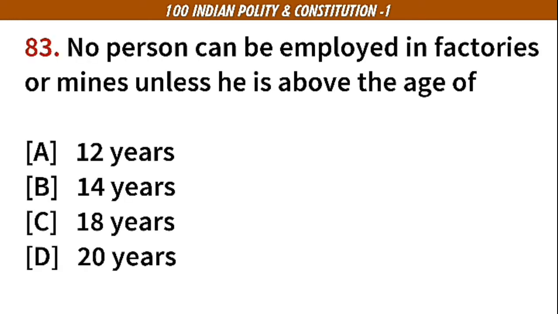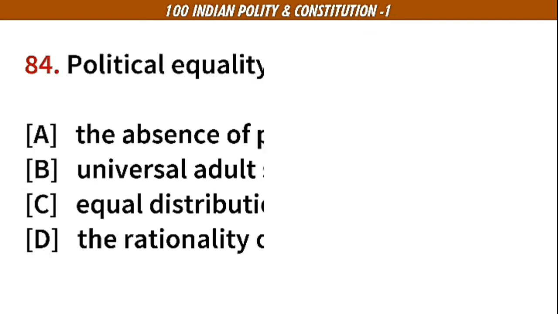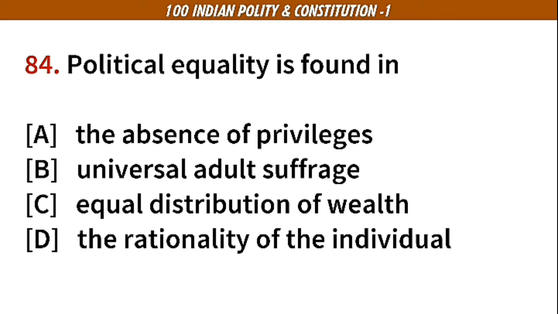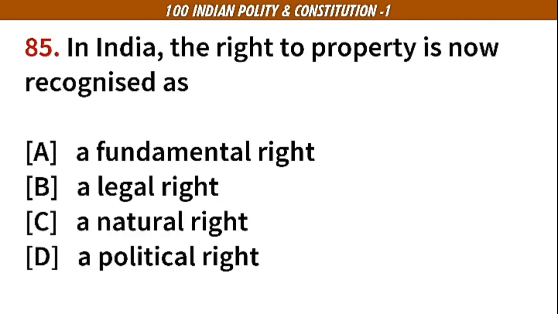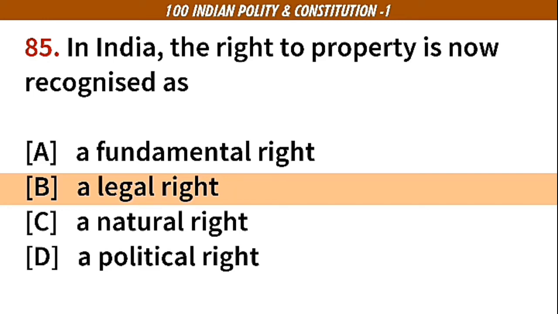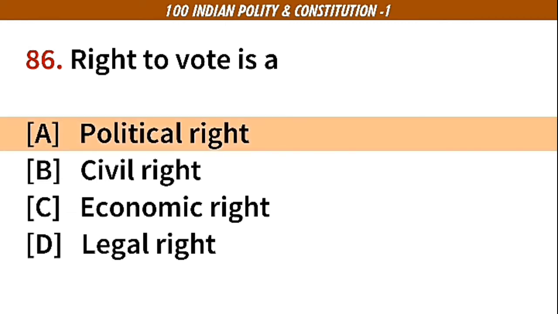No person can be employed in factories or mines unless he is above the age of? Answer B. 14 years. Political equality is found in? Answer B. Universal adult suffrage. In India, the right to property is now recognized as? Answer B. A legal right. Right to vote is a? Answer A. Political right.